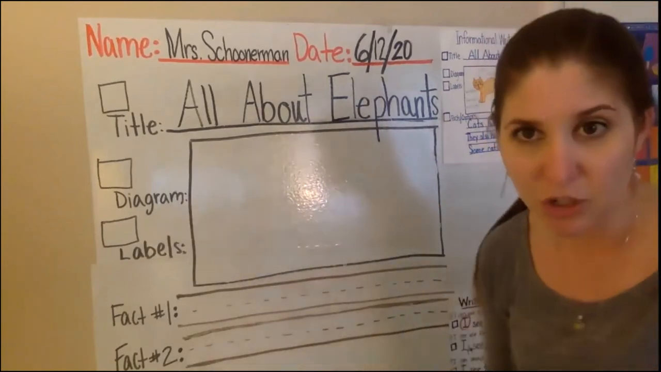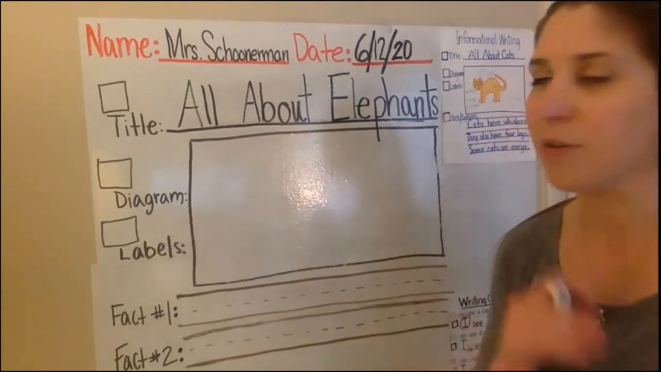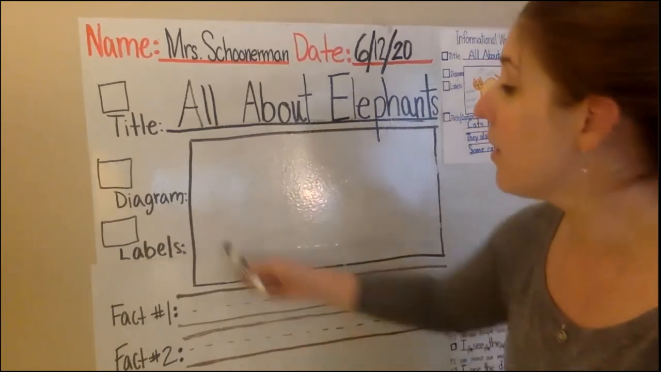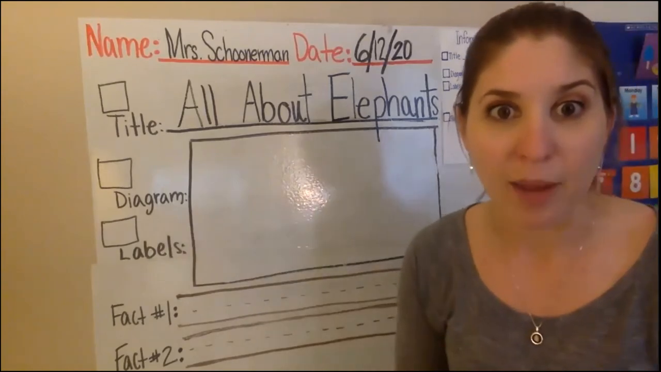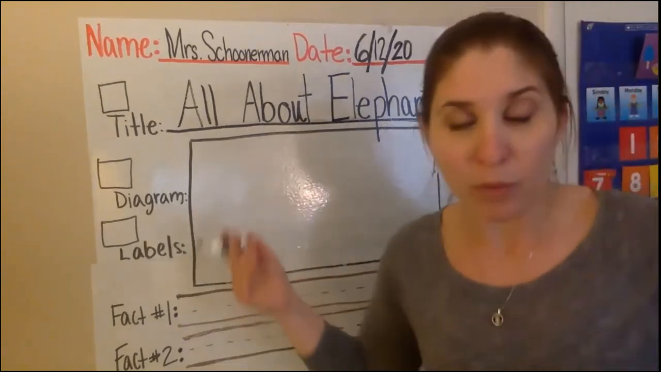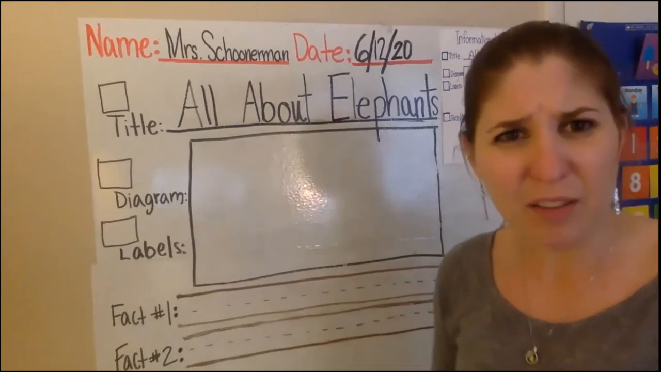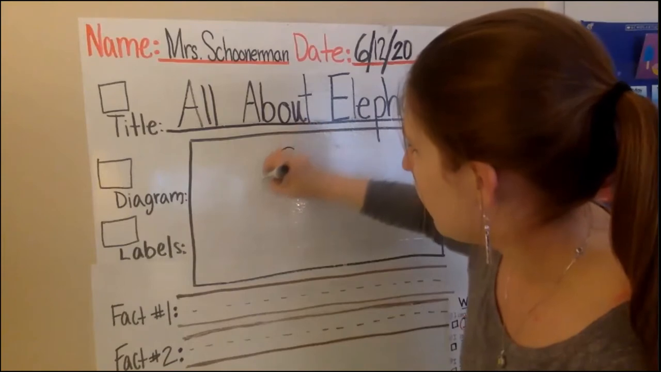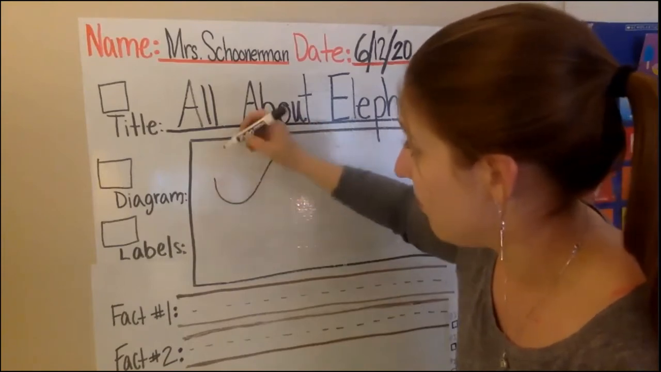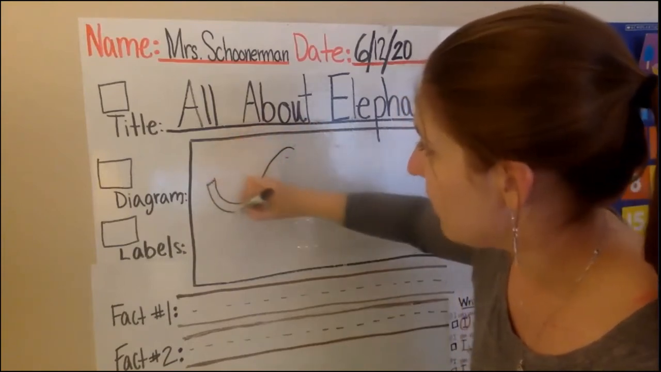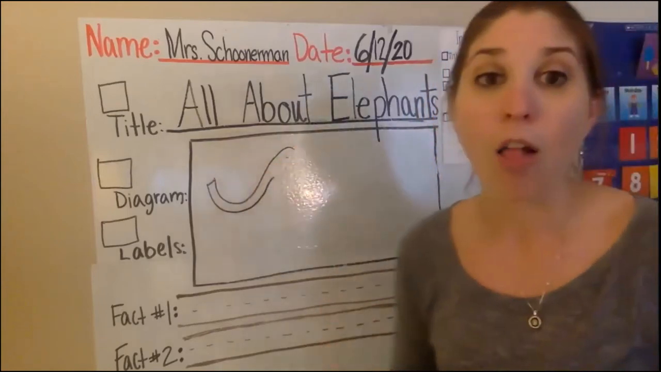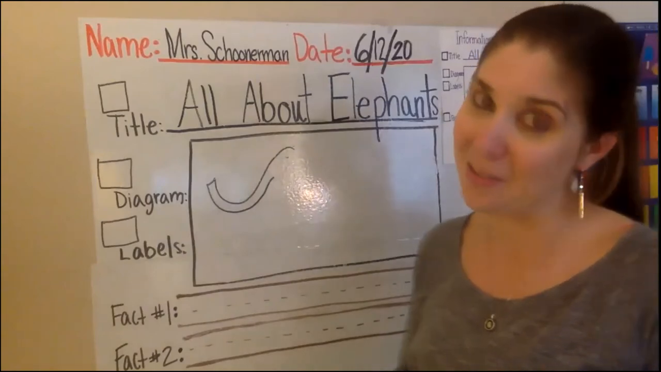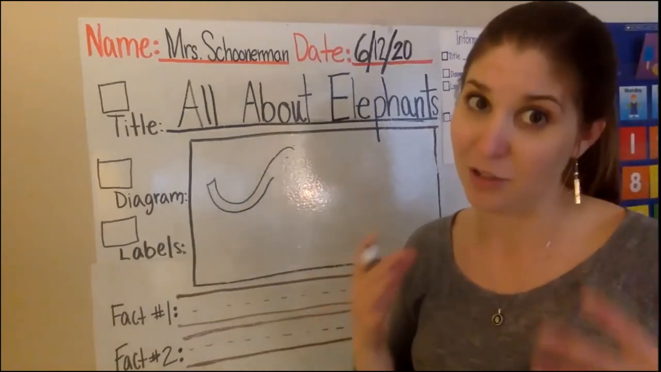Okay, the next thing we need to do, and if you need more time, remember, you always can pause the video and start it up again when you're ready to move on. The next thing we're gonna do is draw the diagram, the picture. So what did you see? What different parts of an elephant did you see? Well, I remember that the thing they talked a lot about in the video was that an elephant has a very long trunk that has a whole lot of different jobs that the trunk can do.